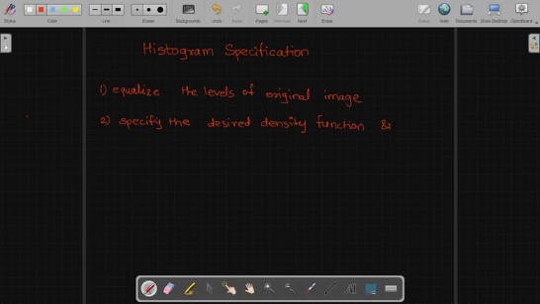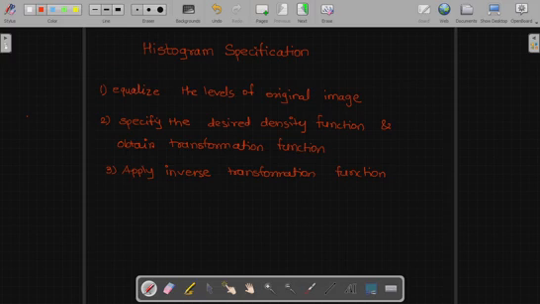and we have to obtain the transformation function, and in the third step we have to apply the inverse transformation function. So by following these three steps we can perform the histogram specification.